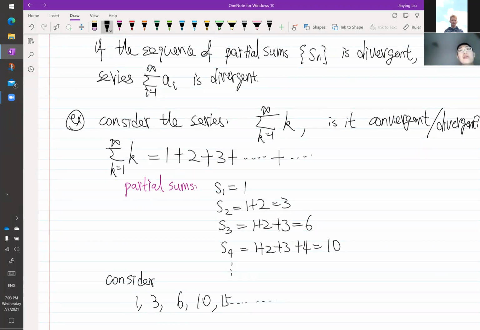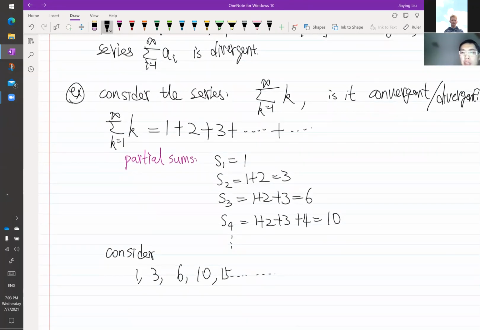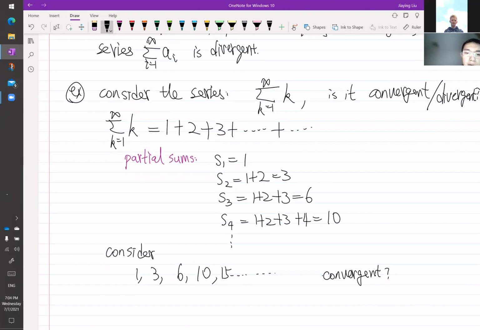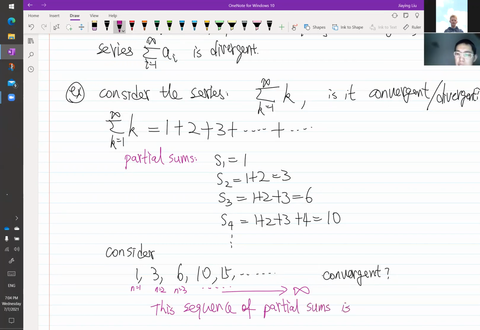So if we consider this sequence, is this sequence convergent? Because if that's convergent, and the limit is a finite number, then the series will be convergent by definition. That's what it says. Is this convergent? Well, just intuitively, the elements are increasing by multiple units each time, so the elements go towards infinity. That's n equals 1, n equals 2, n equals 3 in this sequence, and then that's going to go towards infinity. Therefore, this sequence of partial sums is not convergent. This sequence of partial sums is divergent.